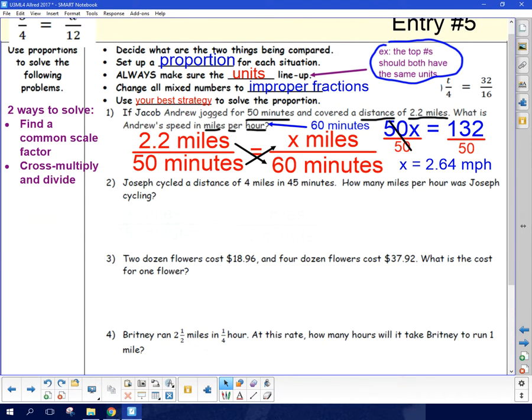I wrote a proportion to solve for a missing variable in my problem. I was comparing 2 things, miles and minutes. I converted my 1 hour to 60 minutes, and then I cross-multiplied and divided there.